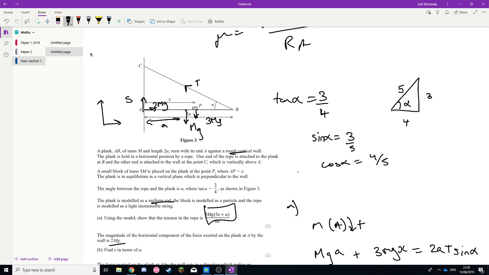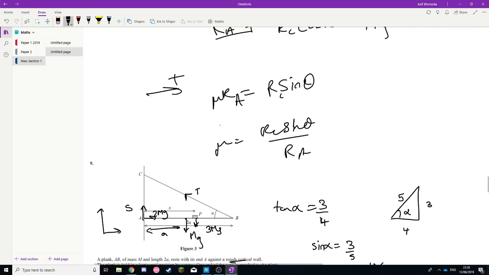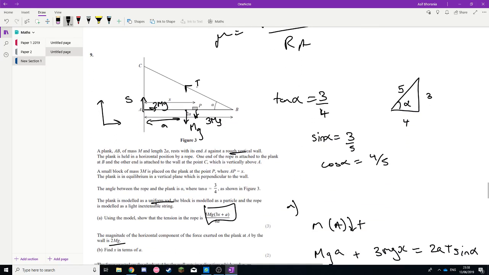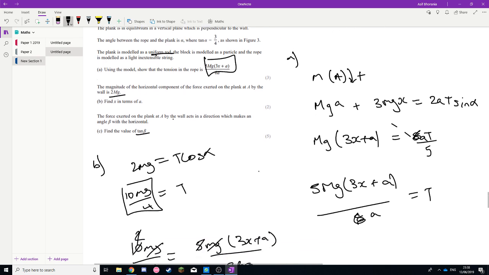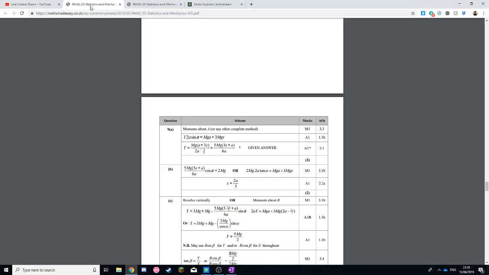The tension in the rope is 5 mg 3x plus A over 6a, where x is a constant. Oh no no no, that's fine. X is less than. Yeah yeah, my bad. A is a constant. X is the variable. Oof. Okay, so X is going to be less than 5a over 3. If X is greater than this value, then that means P is too close to B, therefore tension is too great and it will break. I don't know why it's 3 marks. I think that's enough. Let's check.